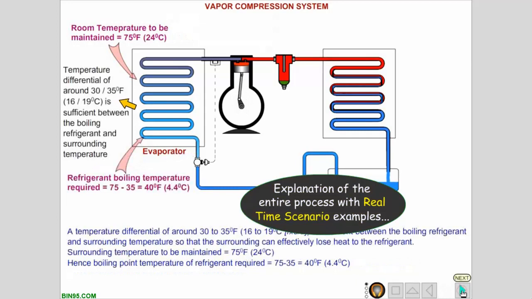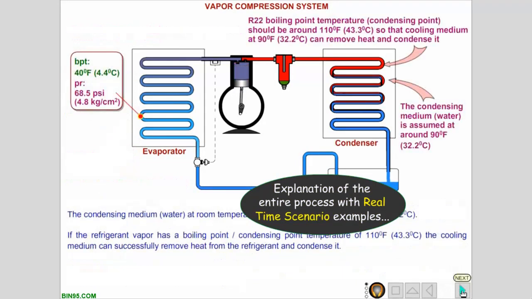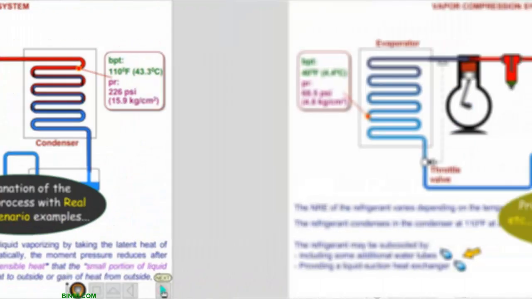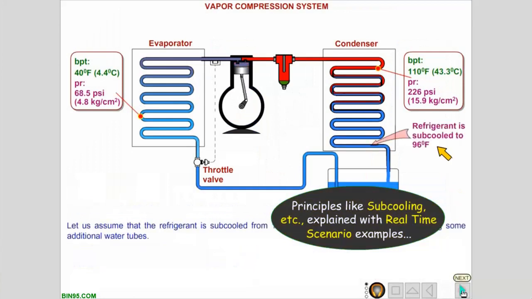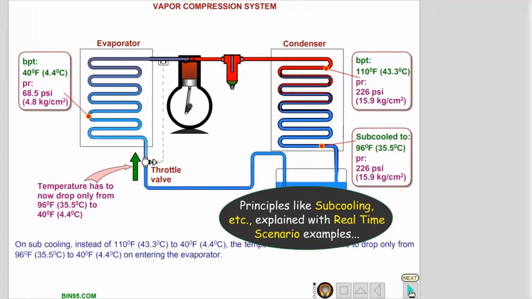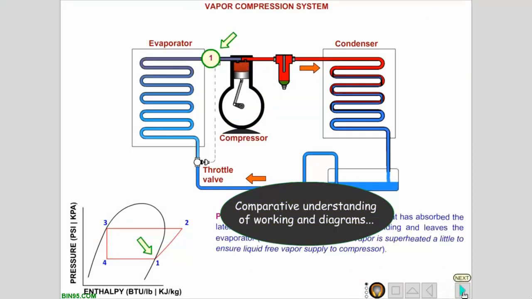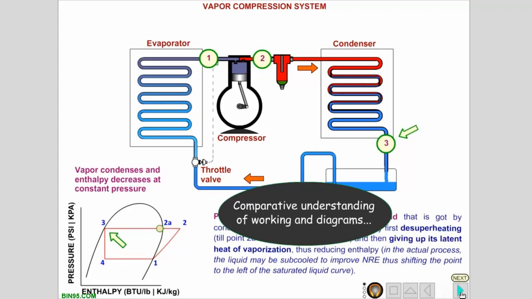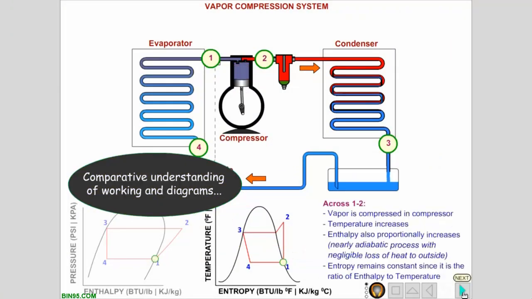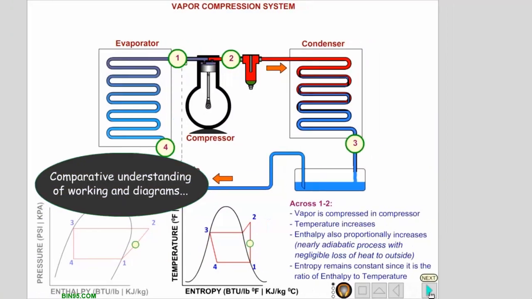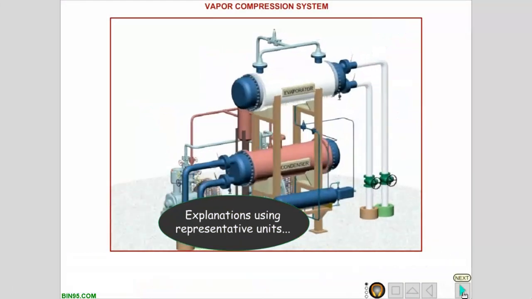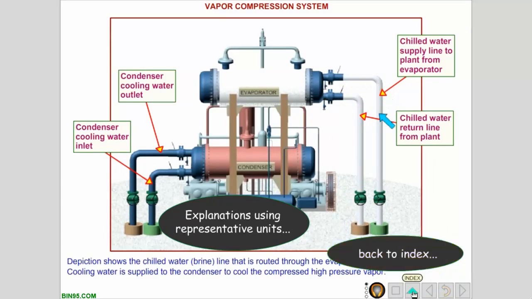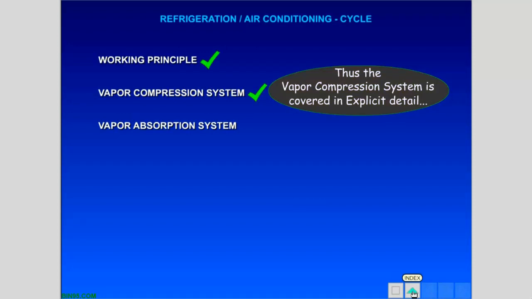Explanation of the entire process with real-time scenario examples. Principles like subcooling, etc., explained with real-time scenario examples. Comparative understanding of working and diagrams. Explanations using representative units. And further details. Back to index. Thus, the vapor compression system is covered in explicit detail.